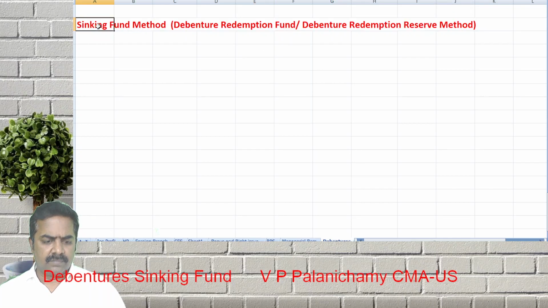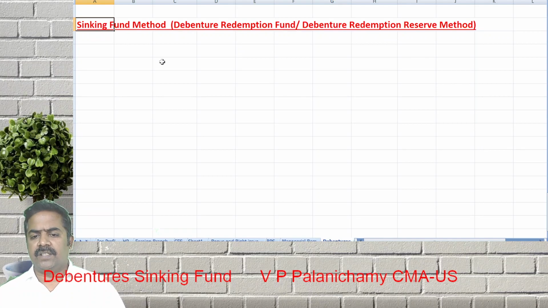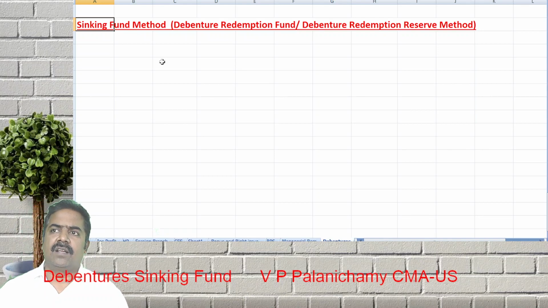What is the name of the method? Sinking fund method. It is also called as which one? Debenture redemption fund or debenture redemption reserve method. Some textbooks use sinking fund, some textbooks say debenture redemption fund or debenture redemption reserve. Understand the concept behind it.